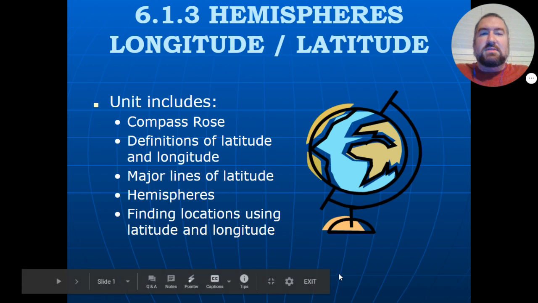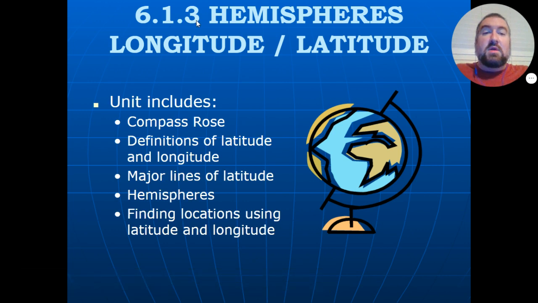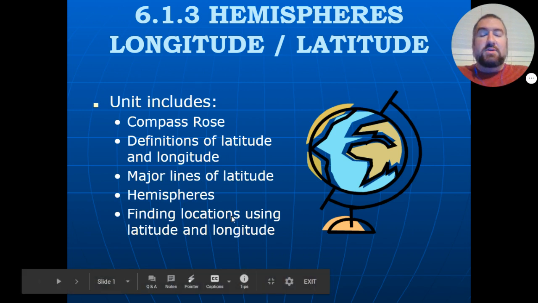One more time, this is lesson 6.1.3 for grade 6, unit 1, geographer skills, lesson 3, specifically hemispheres and longitude and latitude. So, we will be continuing unit 1, which is going to be our geographer skills. We have previously already talked about the compass rose and the cardinal directions. We have defined longitude and latitude. Today's lesson, we are going to go over the major lines of latitude, the hemispheres, and then finding locations using latitude and longitude.